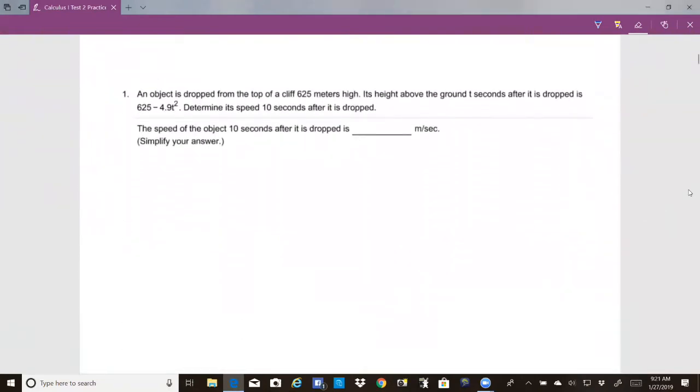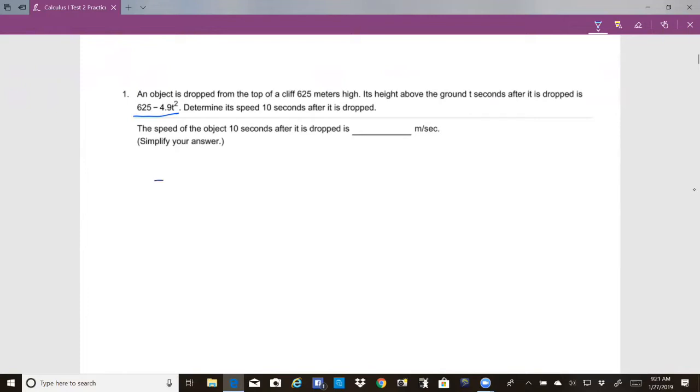You start out with an object that's dropped from the top of a cliff 625 meters high, and the height above the ground t seconds after it's dropped is 625 minus 4.9 t squared. We want to determine its speed 10 seconds after the object is dropped.